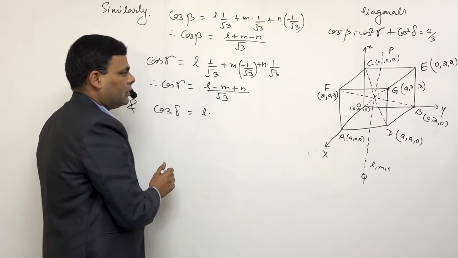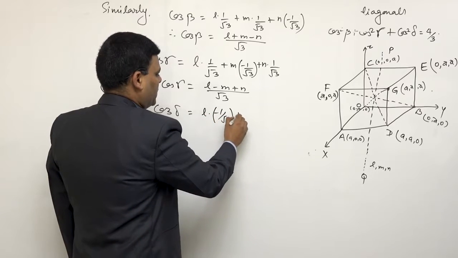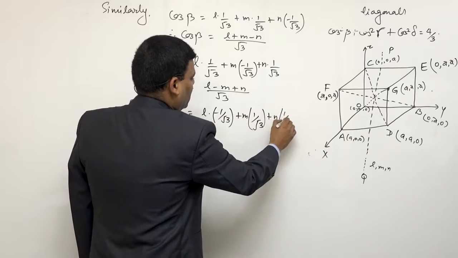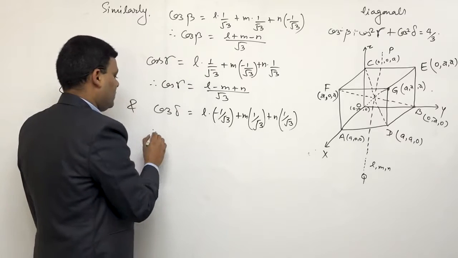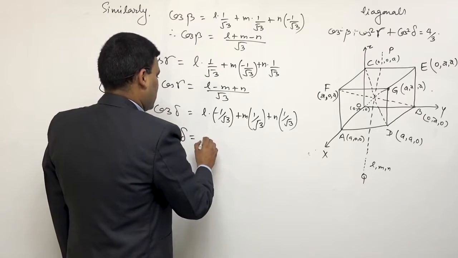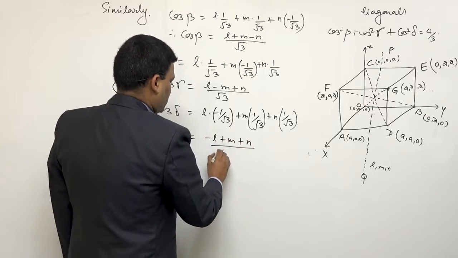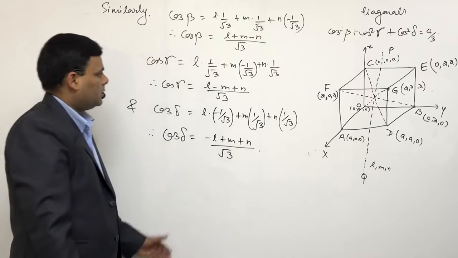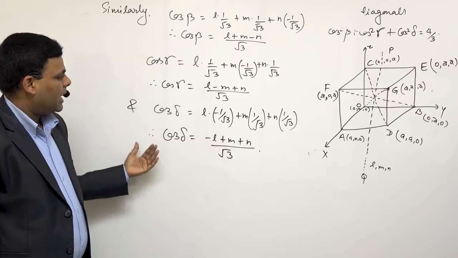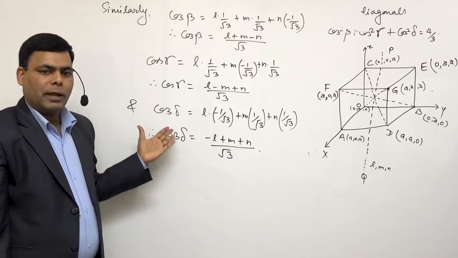L into minus 1 by root 3 plus M into 1 by root 3 plus N into 1 by root 3. Therefore, cos delta equals minus L plus M plus N upon root 3. Thus, we have obtained cos alpha, cos beta, cos gamma and cos delta. यसरी हामीले चारवटैको भ्यालु निकाल्यौं.